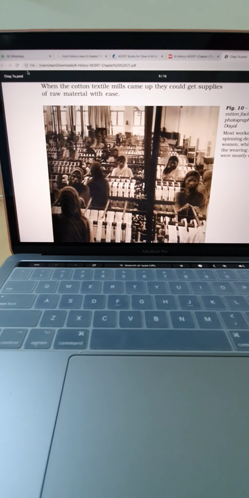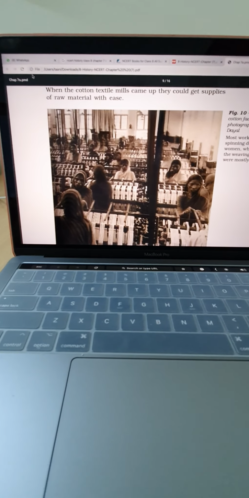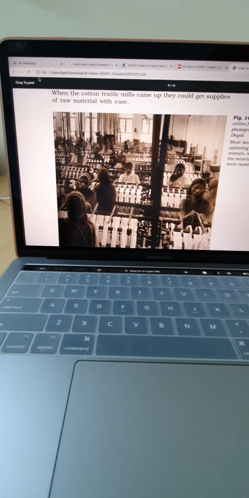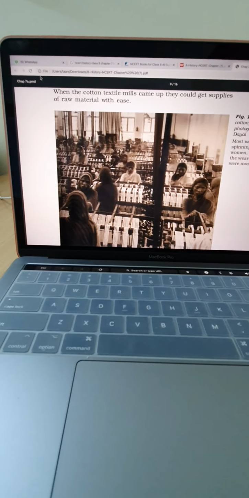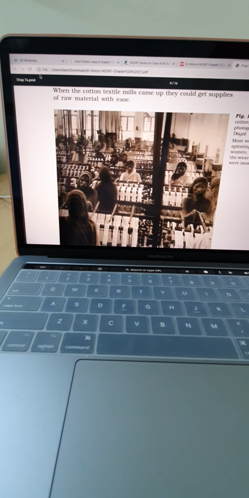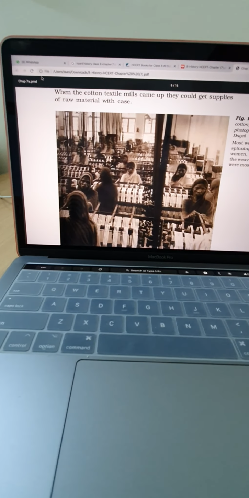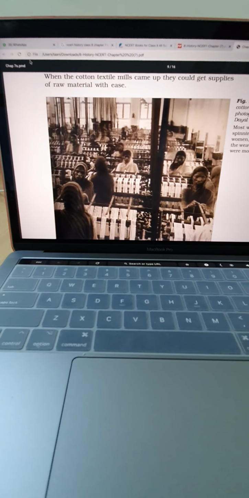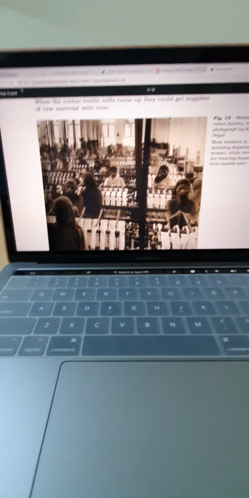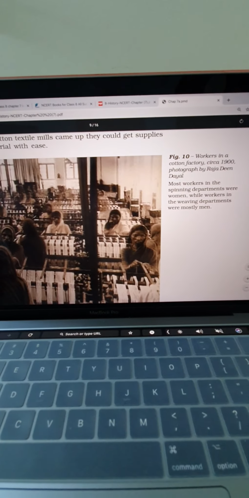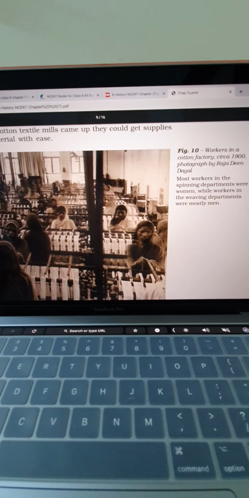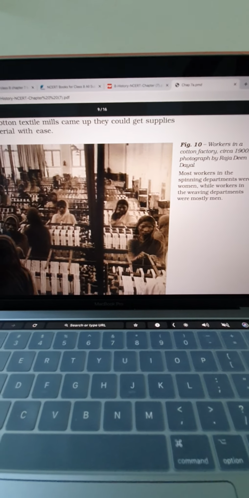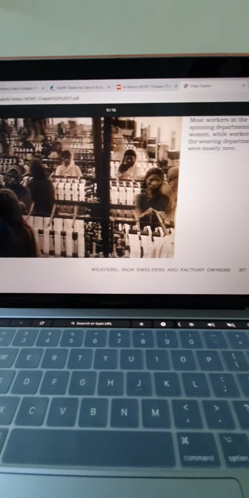The first measure that spurred the development of cotton factory production in India was during the First World War, when textile imports from Britain declined and Indian factories were called upon to produce cloth for military supplies. Here you can see figure 10, workers in a cotton factory, circa 1900, photographed by Rajadeen. Most workers in the spinning departments were women, while workers in the weaving departments were mostly men.